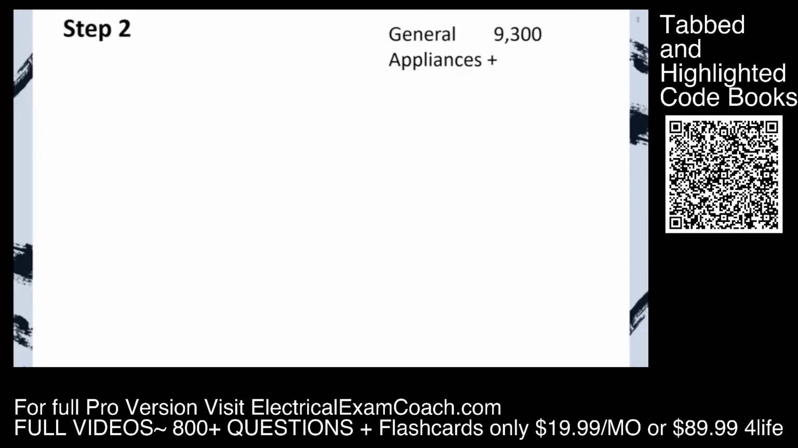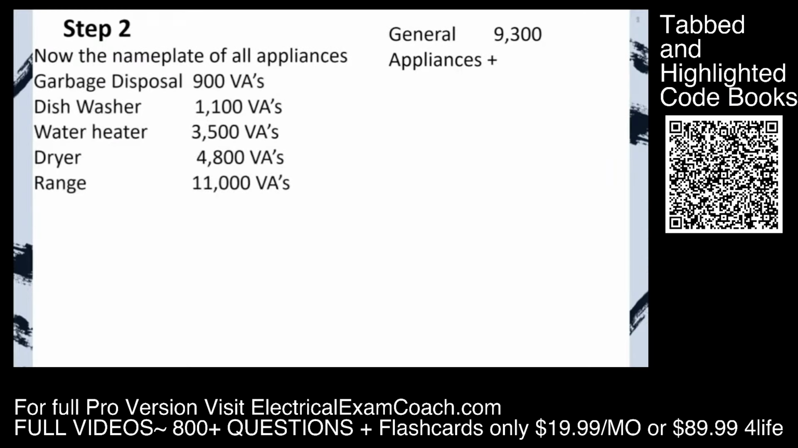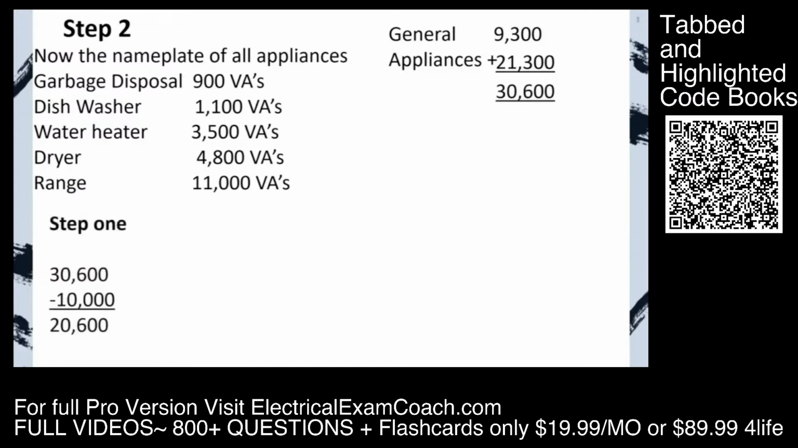Now that we've got our general, all we have to do is find the nameplate rating of all of our appliances. We have them listed out here. We total them together, and that equals 21,300 VAs. Total those two together, and now we're ready to apply our demand factor to this portion of the load calculation. We take our first 10,000 at 100%.